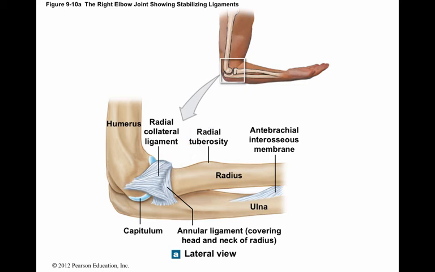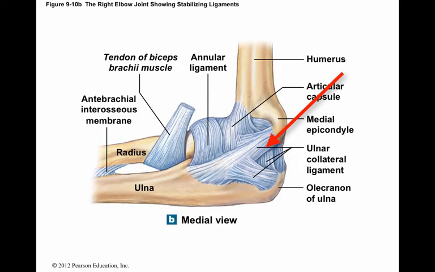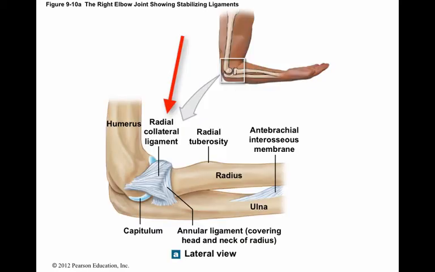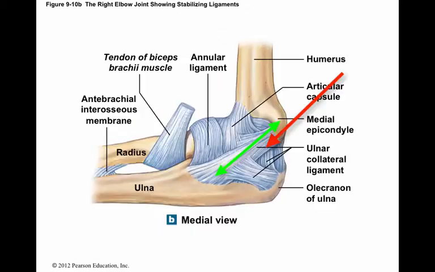The biceps brachii muscle is attached to the radial tuberosity and controls elbow motion. The elbow has 3 ligaments, the radial collateral ligament, the annular ligament, and the ulnar collateral ligament. The radial collateral ligament connects the humerus to the radius. The ulnar collateral ligament connects the humerus to the ulna, and the annular ligament encircles the head of the radius.